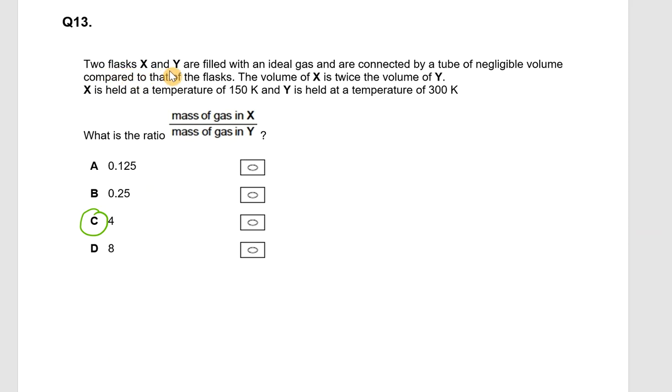So, two flasks, X and Y, are filled with an ideal gas and are connected by a tube of negligible volume. Let's draw what we've got here. We've got our two flasks. One's imaginatively called X, and the other is called Y. The volume of X is twice the volume of Y. X is held at a temperature of 150 Kelvin and Y is held at a temperature of 300 Kelvin. What is the ratio of the mass of gas in X to the mass of gas in Y?